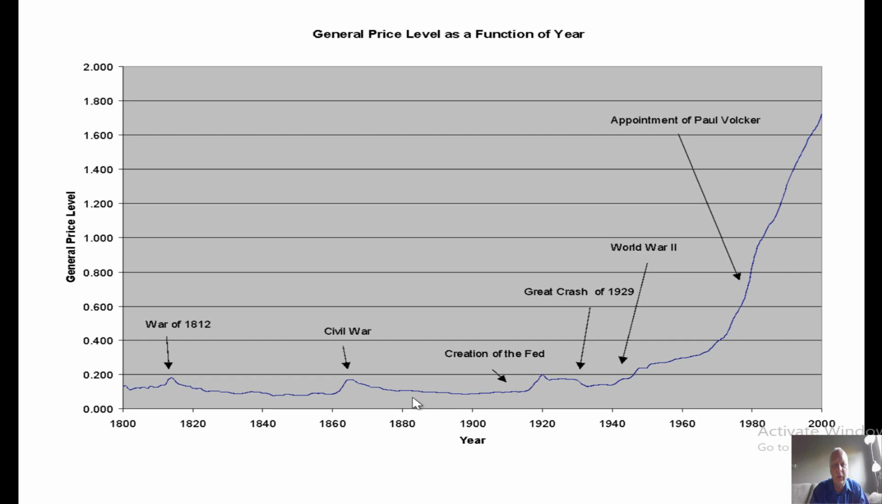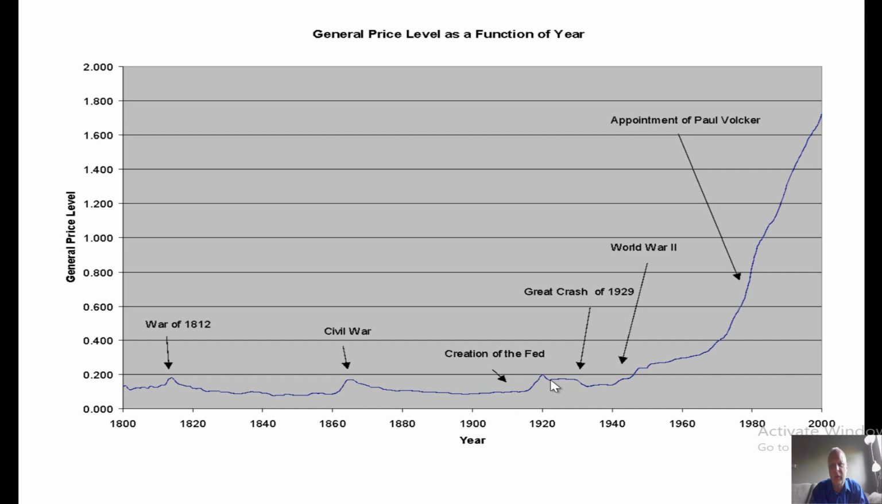And you can see, with the exception of the Civil War, when Lincoln printed greenbacks to fund it, we basically had no inflation during that time period. The Federal Reserve was created under Woodrow Wilson in 1913 and did what all central banks do. It printed a lot of money, probably resulting in the bubble in the stock market in the 1920s.